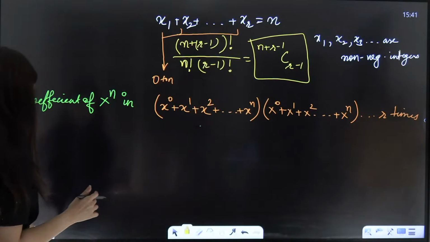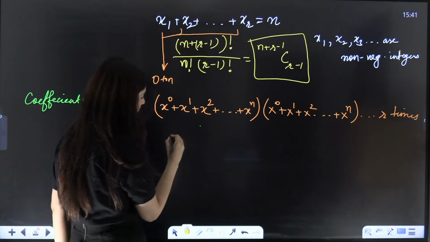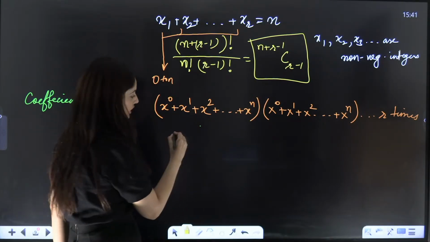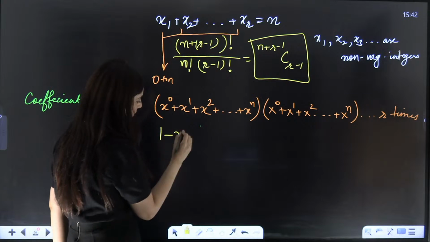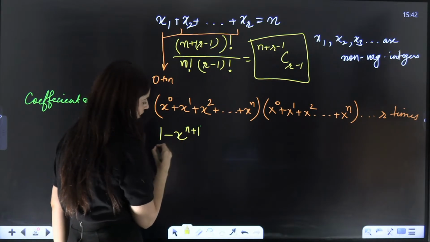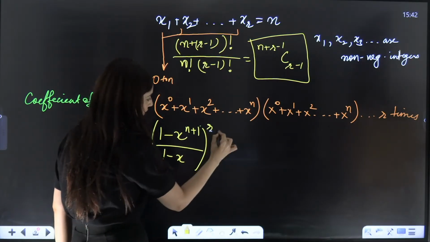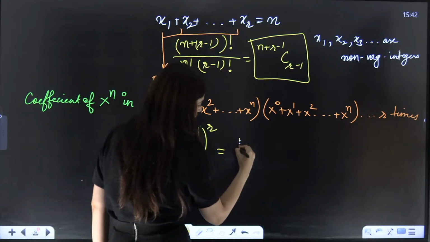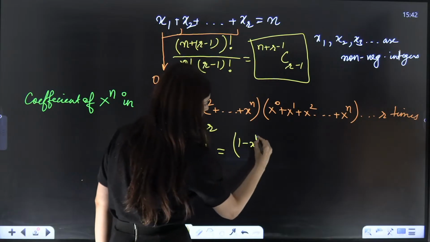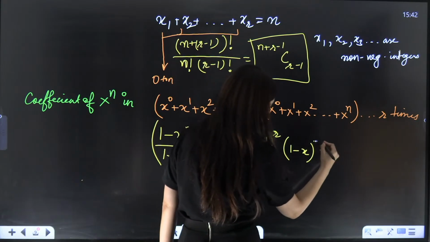So now let's just solve this. Once we solve this, one bracket is another GP with common ratio x. So (1 minus x raised to power, how many terms? n plus 1) divided by (1 minus x), whole raised to power r, which is equal to (1 minus x raised to power n plus 1) whole raised to power r into (1 minus x) raised to power minus r.